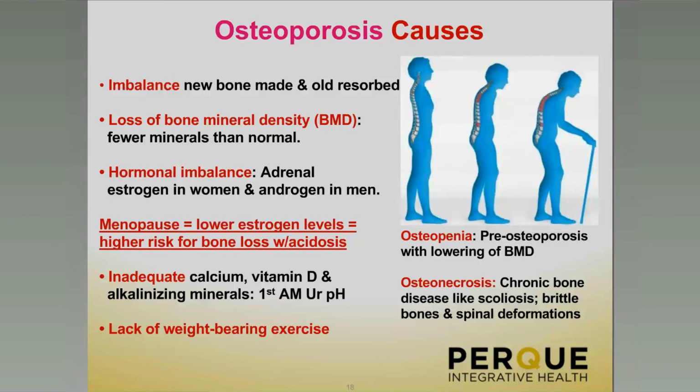We would recommend that if you want osteoporosis, then you would lack weight-bearing exercise. If you want to avoid osteoporosis, you would have weight-bearing exercise. In osteopenia, as we indicated before, you show on the right the pre-osteoporosis with lowering of bone mineral density, that's in the middle, and osteonecrosis is chronic bone diseases like scoliosis, brittle bones, and spinal deformations, and that are fairly advanced forms of the osteoporotic and/or bone deformation process.